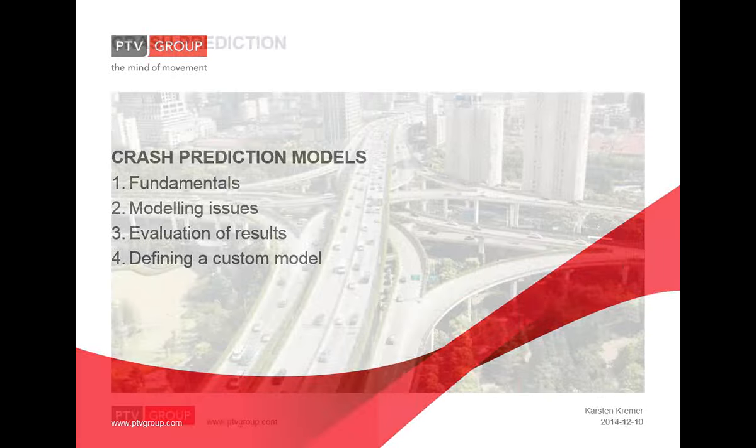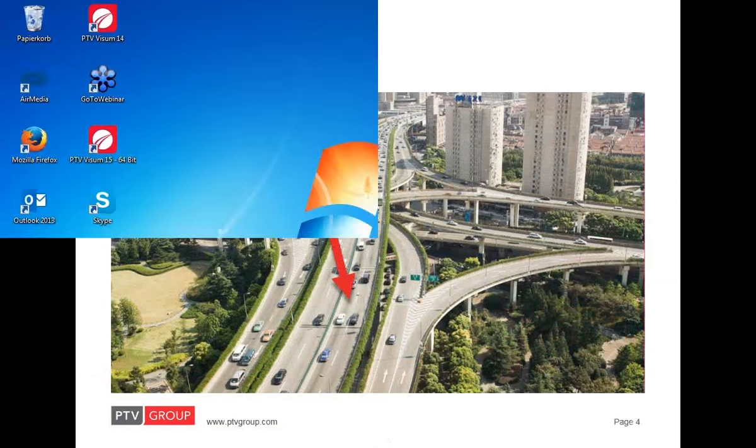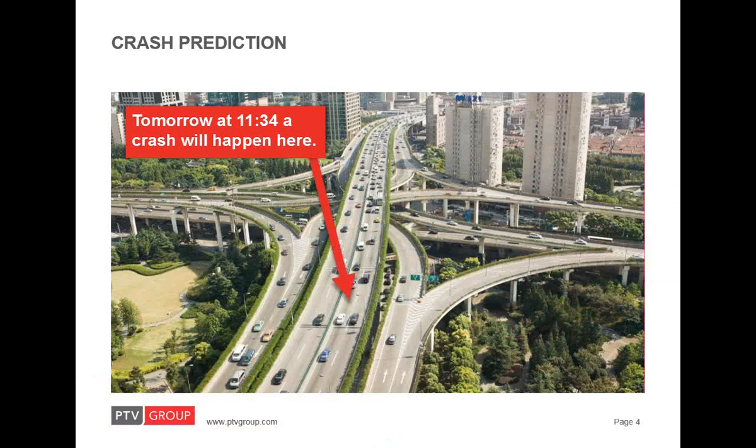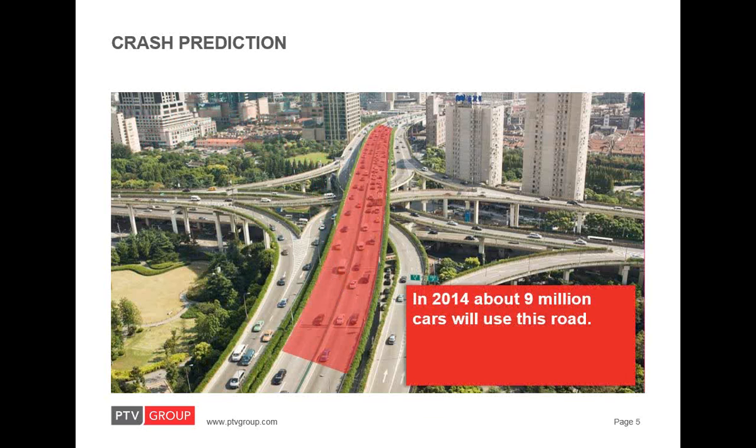All right, so what is a crash prediction model? Let's start with what a crash prediction model is not. A crash prediction model will not tell you that tomorrow at 11:30 there will be a crash happening at a certain location. You should rather think about it as in your typical traffic model. You will know something like about 9 million cars will use this road in 1 year. And if you know about the number of crashes per million vehicles which are going to happen on a road like this, on a motorway, then you know that about 2 crashes might happen on this segment. That's the idea of a crash prediction model.